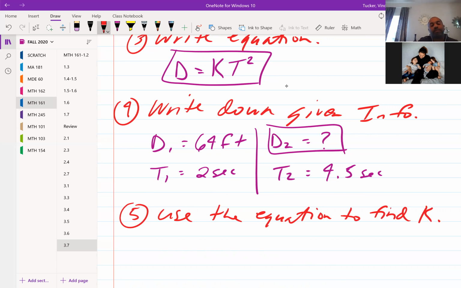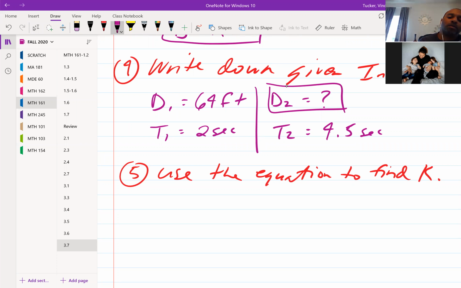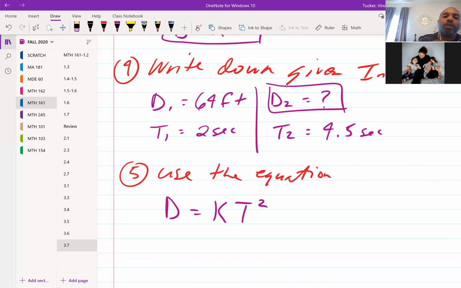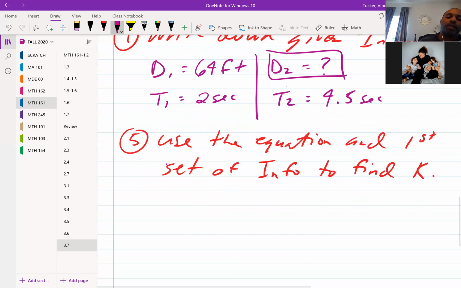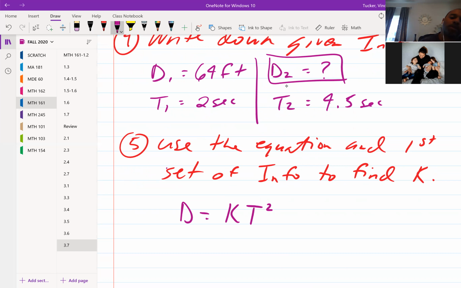So now we can use the equation to find K. Our equation is D equal to KT squared. All right, so we'll use the equation and the first set of information to find K. So let's go back. D is KT squared.